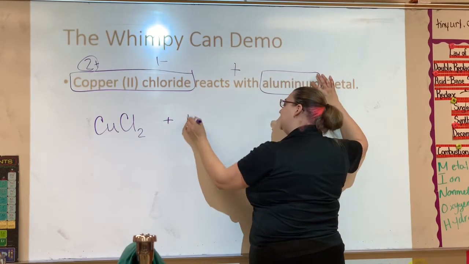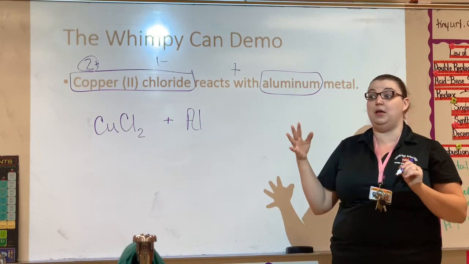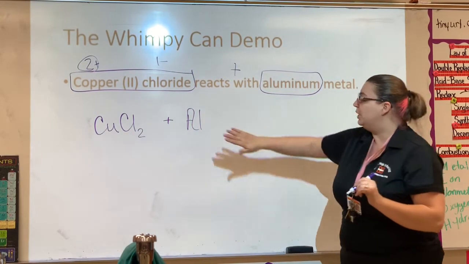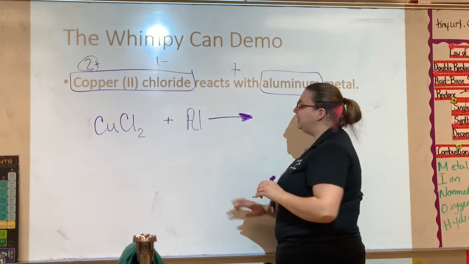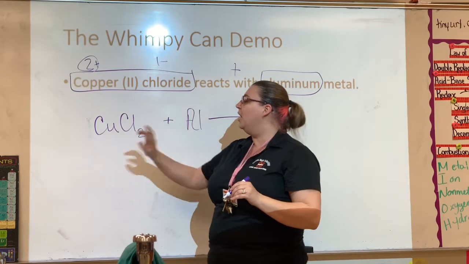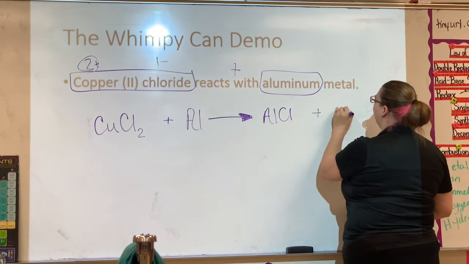And then aluminum is an element all by itself. So we check our Hofbrinkels. Is an Al part of the Hofbrinkels? No. So we can leave it like this. So what happens here is that the aluminum and the copper are going to switch places. So we're going to end up with the aluminum and the chlorine together and copper by itself.